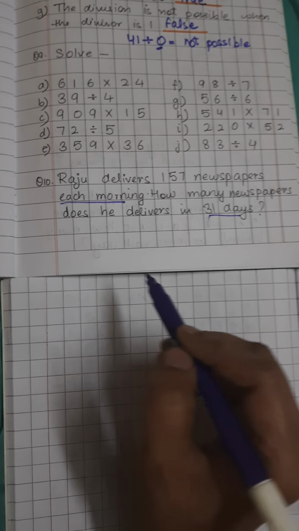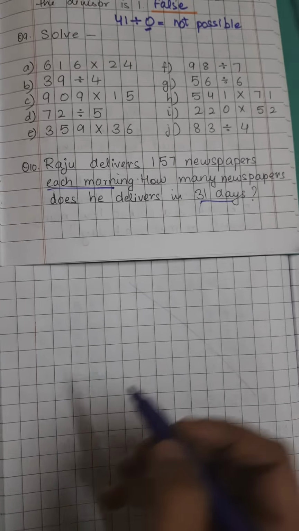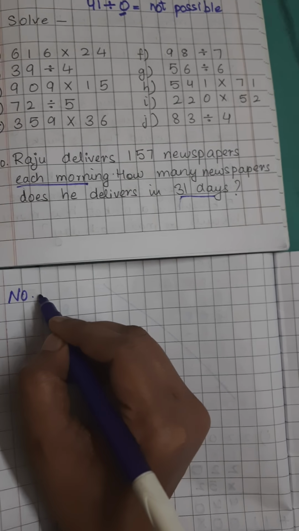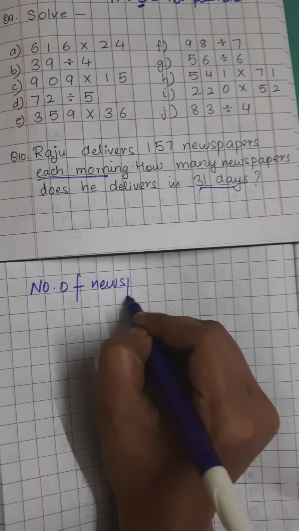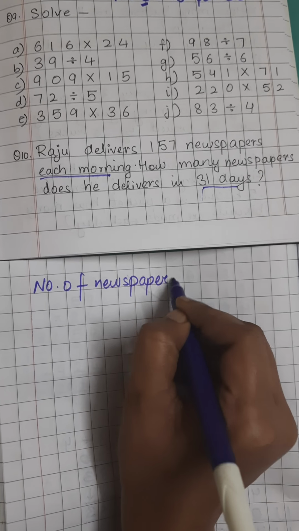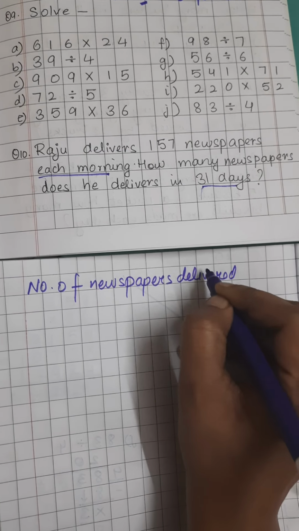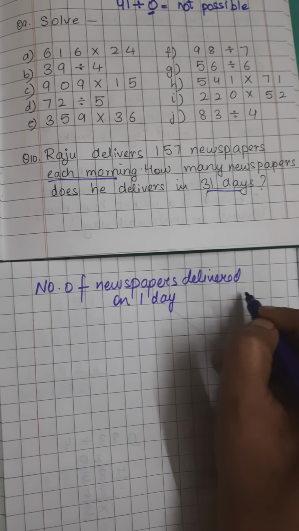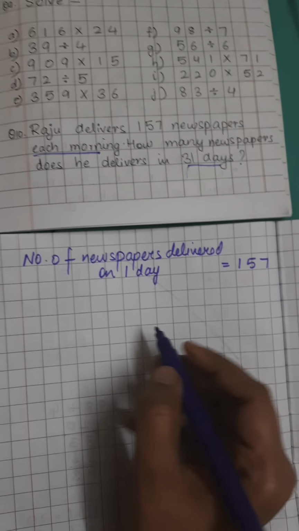So we are not going to add 31 times, right? What we are going to do? Exactly, we are going to multiply. So let us first write down this statement. It will go like this. Number of newspapers delivered on one day. So one day it is 157, right?